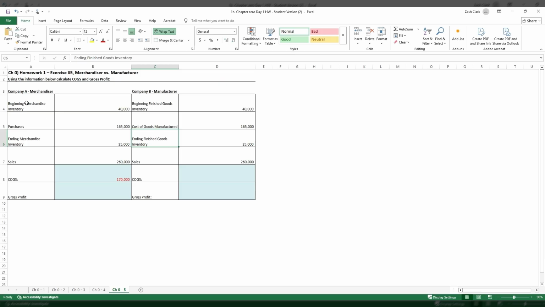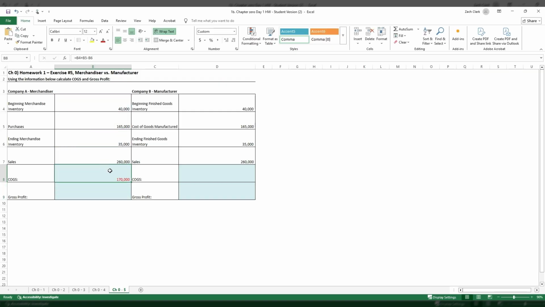And then similarly with beginning merchandise inventory versus beginning finished goods inventory, same thing with the ending. So a merchandiser has ending merchandise inventory, a manufacturer has ending finished goods inventory. And then the formula is exactly the same: beginning plus what we added, minus what's left over as an asset still. And the difference, what's gone, is the cost of goods sold, right? And that formula worked there.